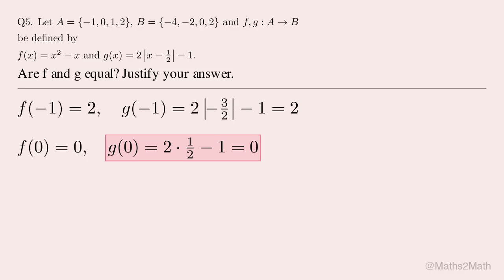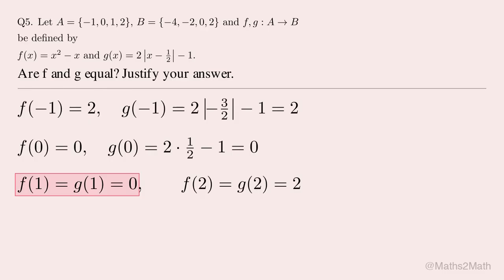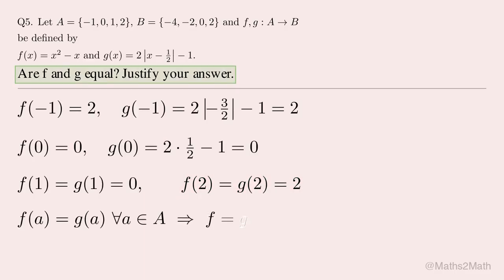Agree again. At 1, f gives 1 minus 1, 0. G gives 2 times 1 half minus 1, 0. And at 2, f gives 4 minus 2, which is 2. G gives 2 times 3 halves minus 1, which is 2. The 2 functions agree at every element of the domain, so despite the different formulas, f and g are the same function.